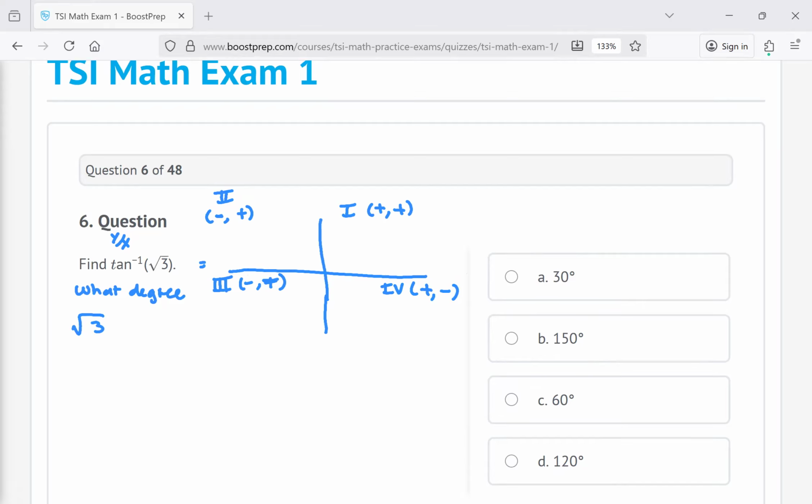Okay, so can we use quadrant one? Yes, because remember, tangent is y over x. Your x is positive, your y is positive, so a positive over a positive is correct. Can we use quadrant two? No, because it's y over x, so a positive over a negative is not positive, right? Can we use quadrant three? Yes, a negative over a negative is technically positive. Can we use quadrant four? Yes, my y is negative and my x is positive, so yes.